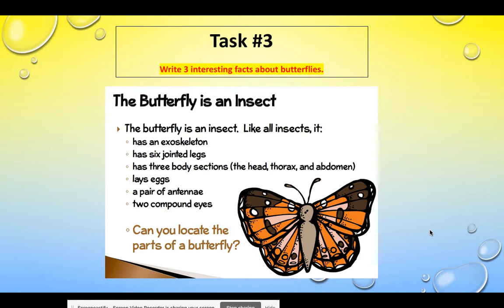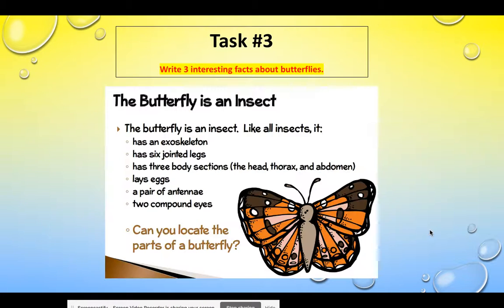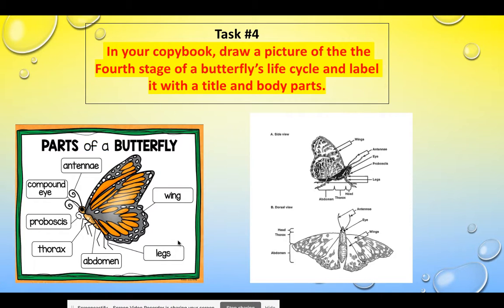3 interesting facts about butterflies from here as well as here. Okay, so these go together. This one you're reading. This one you're going to continue reading, but you're going to write them down. Okay, the parts of the butterfly here. All right, this is a continuation. Draw a picture of the 4th stage of the butterfly's life cycle and label it with the title and body parts. Okay, there's a side view and then a dorsal view, which is like over top. And we have antenna, compound eye, proboscis, thorax, abdomen, legs, and wing.